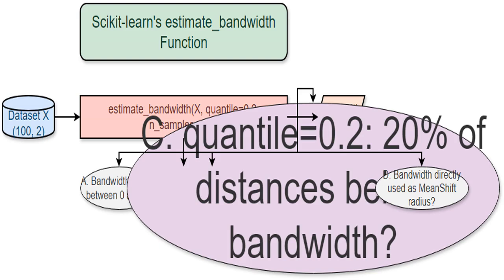This statement is wrong. The bandwidth isn't directly the radius in mean shift. Instead, it helps define a kernel, often a Gaussian kernel, a bell curve-like distribution, around each data point. This kernel determines how strongly that point influences its neighbors. The bandwidth determines the spread or width of this kernel.